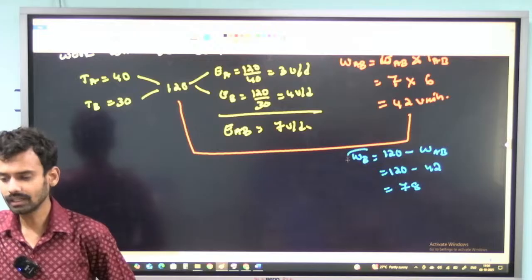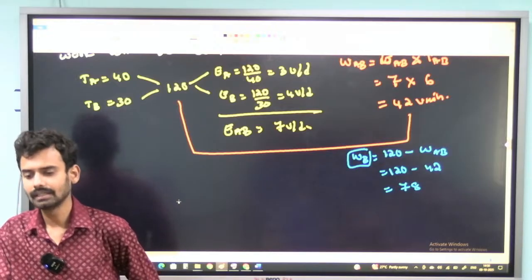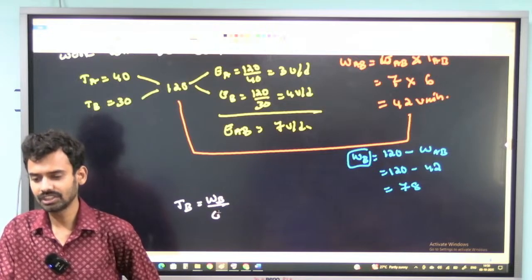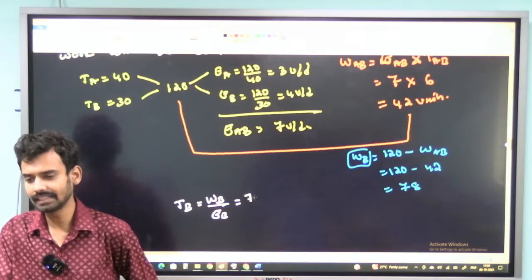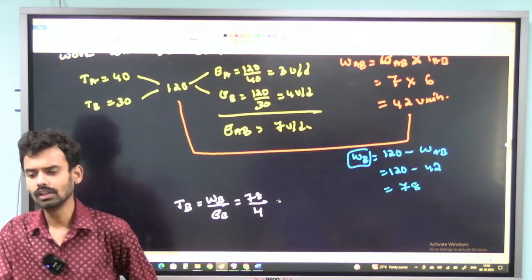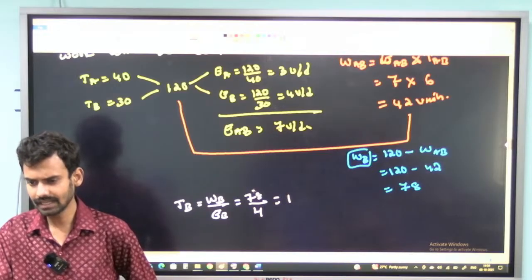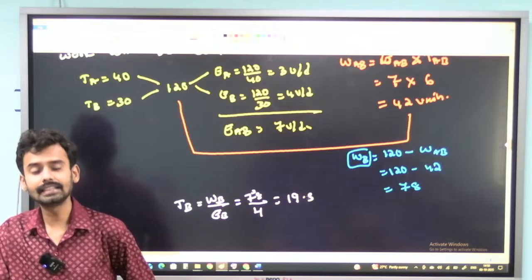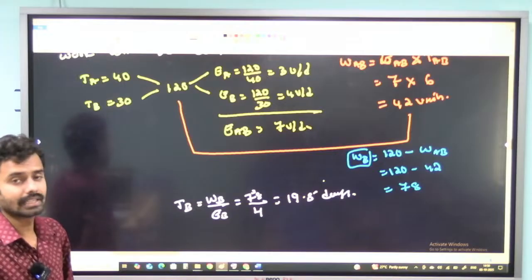Now who should do this work? B alone should do this work. So let's check what is the time taken by B. Time taken by B is equal to work done by B divided by efficiency of B. Now work that's supposed to be done by B is 78 units divided by efficiency of B, which is 4. So I will be getting this as 7 fours are 28, 2 carry, then 7 nines are... is it 19.5 days? So B alone is doing the remaining work in 19.5 days.